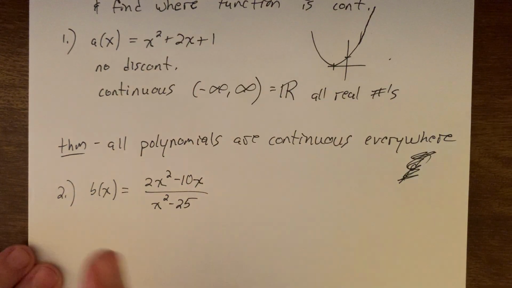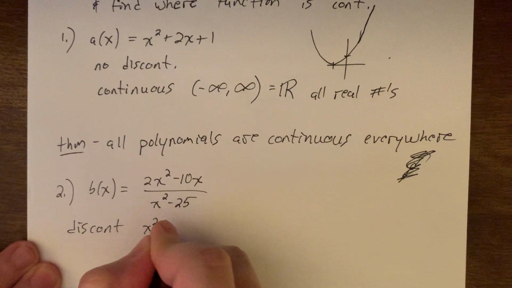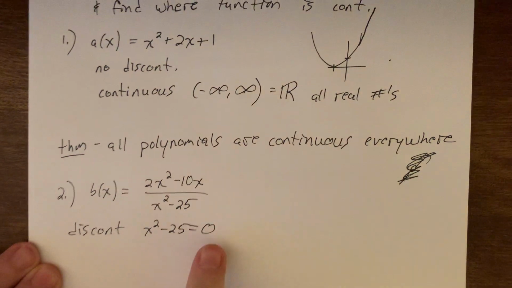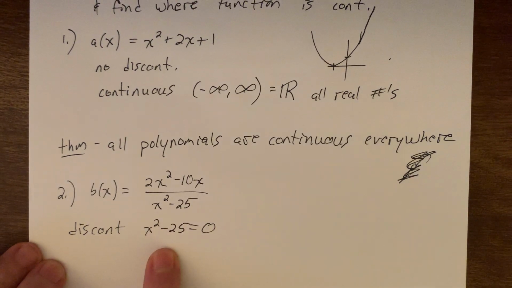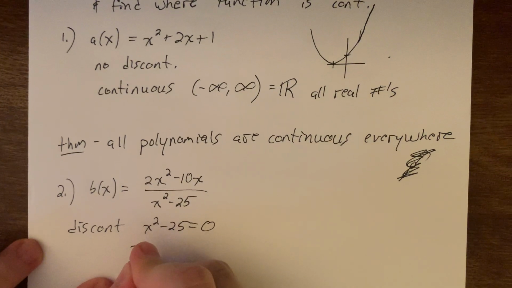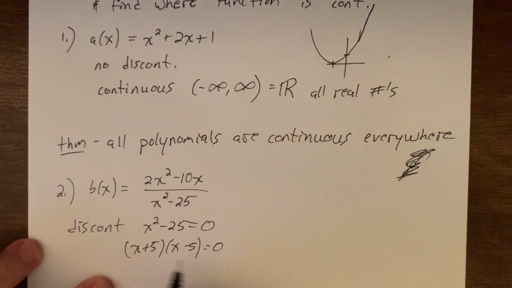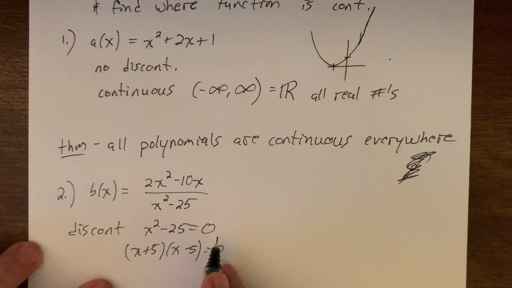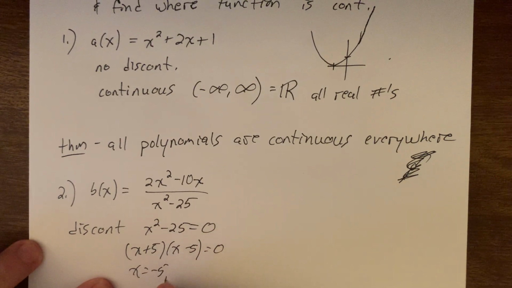So I'm going to start off with the discontinuities, and those are going to come from where the denominator is 0. I prefer to factor this. I know some people can solve this one directly, but a lot of people forget the plus or minus when they take the square root. So by factoring, we set each one of these equal to 0.